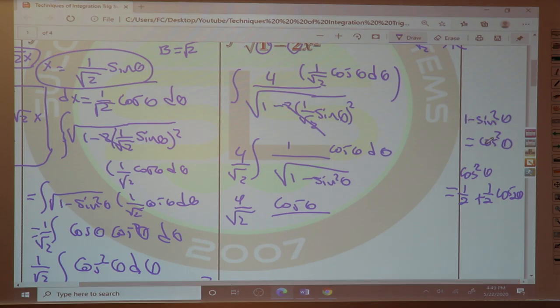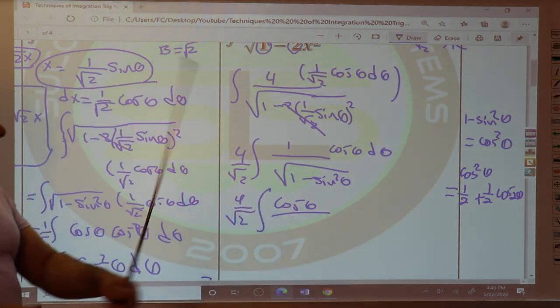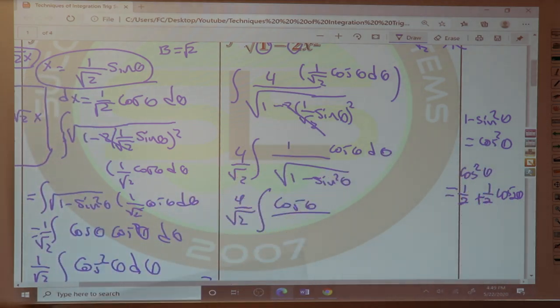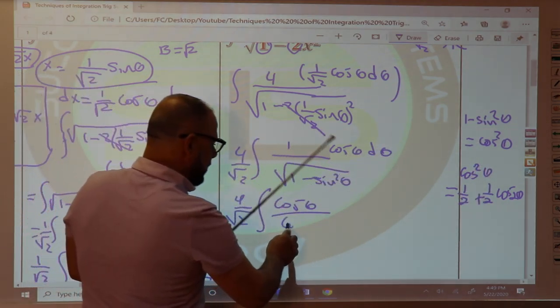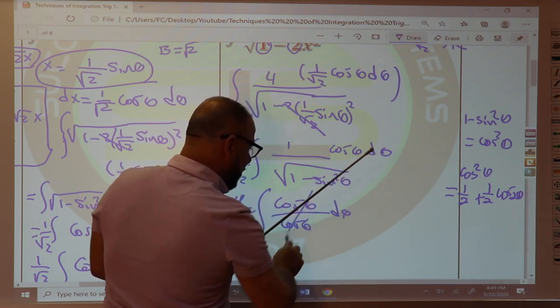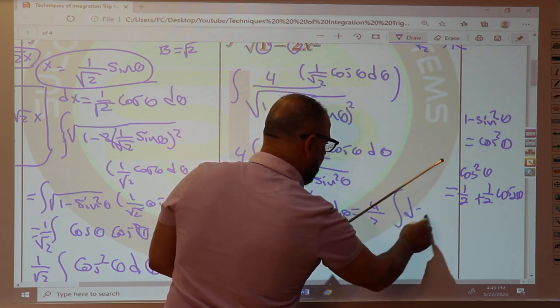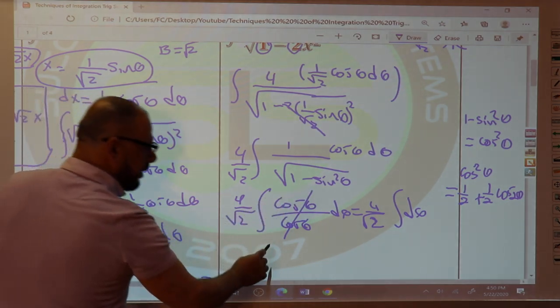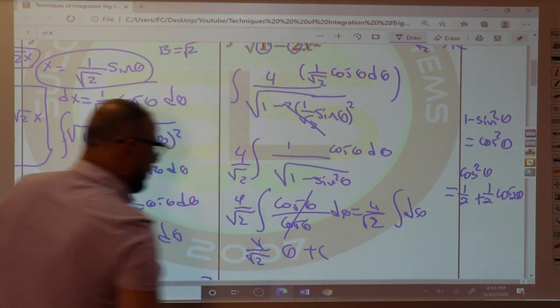1 minus sine square equals cosine square. When you take the square root of cosine square, it becomes cosine theta. You see what I'm doing? If you take 1 minus sine square, it will be cosine square, right? The square root of cosine square is cosine theta. And this is going to be 1. Then 4 over square root of 2 d theta. Integration of square root of 2, 4. Integration of d theta is what? It is theta plus c.